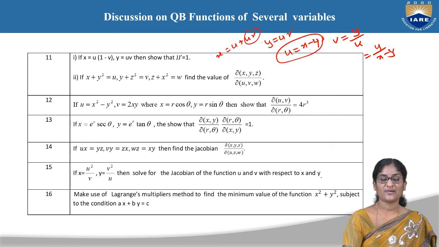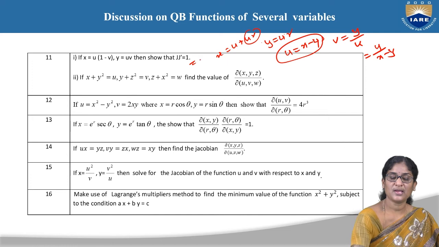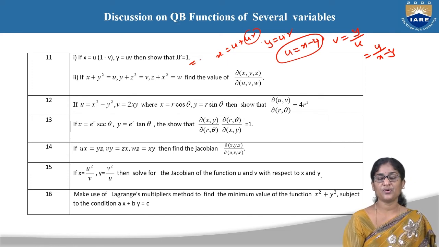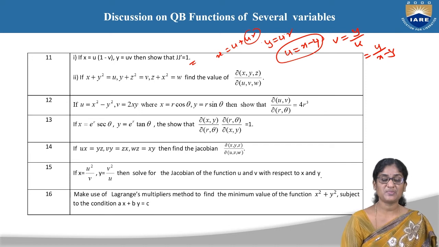So after getting this, you can find out the ∂(u,v)/∂(x,y), and multiply that with J and J dash both. We should get it as 1. So in either of the ways, in both the ways we have to do the problem. Next, going to the second bit, x plus y square.